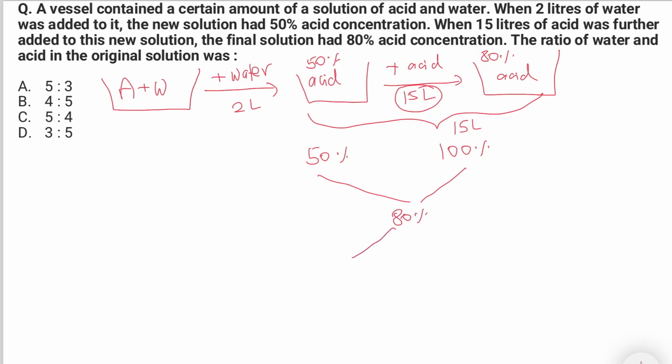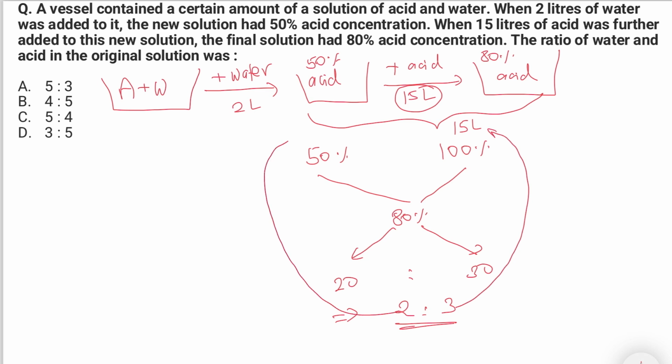Now in the next step, we'll simply apply the rule of alligations here. 100 minus 80 is 20, and 80 minus 50 is 30. The ratio comes out to be 20 is to 30, or 2 is to 3. So the ratio in which we have mixed the two solutions is 2 is to 3, but 3 is nothing but 15 liters. So 2 is nothing but 10 liters, right? 3 5s are 15, so 2 5s are 10.